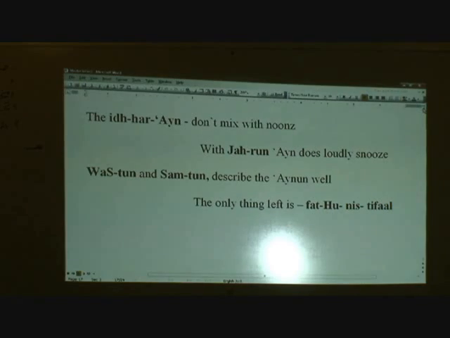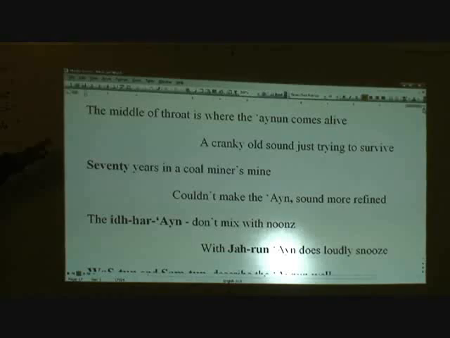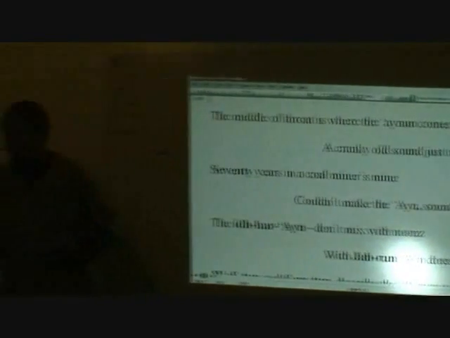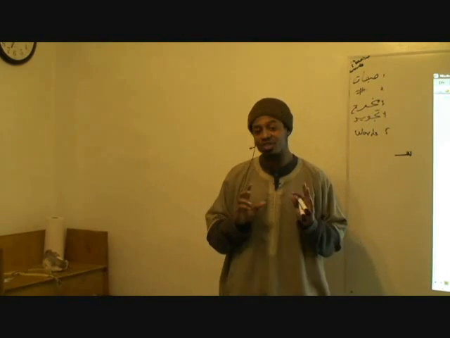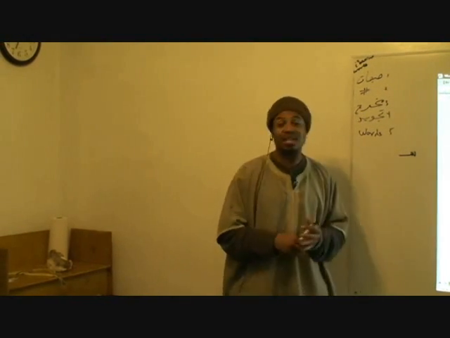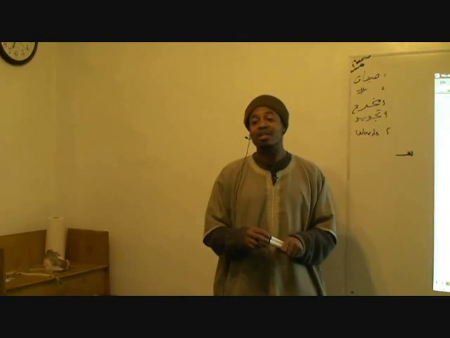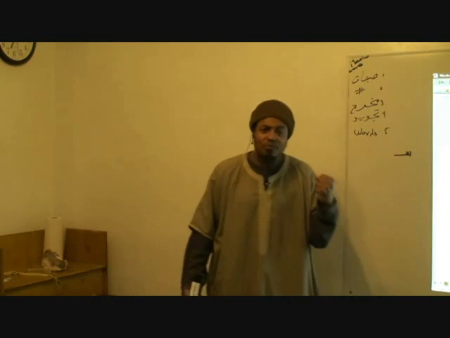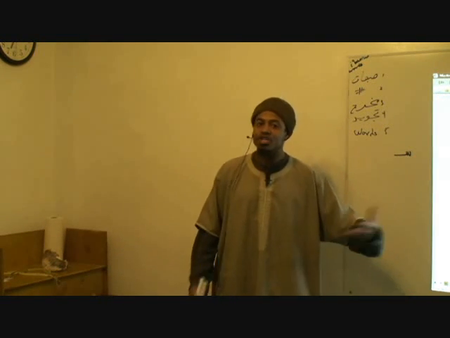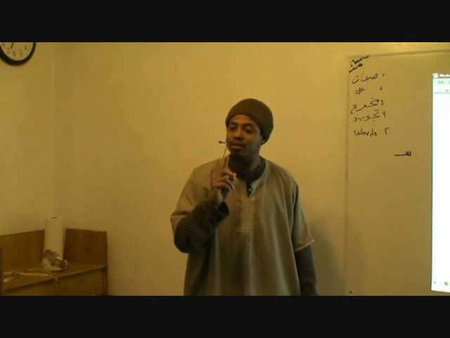Okay, now again, remember, go back up please. Right there. These are poems or nursery rhymes written for children in their age and in their understanding. If you memorize these and replace these with hickory dickory dock and all those other nonsensical things that have no benefit for your children, they will be able to use this as firm knowledge to go forward in their life. To know that the middle of the throat is where the Aynun comes alive. That's a very important point.